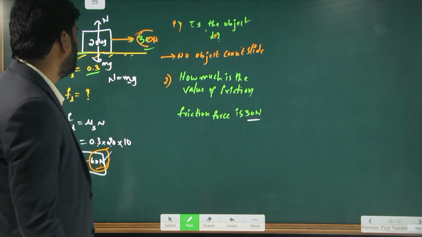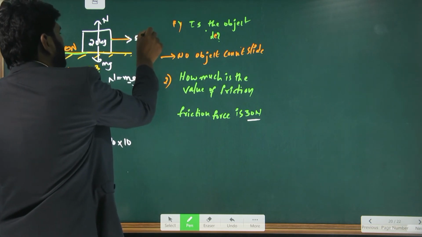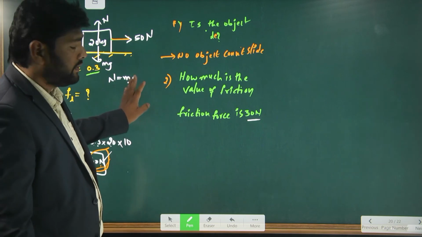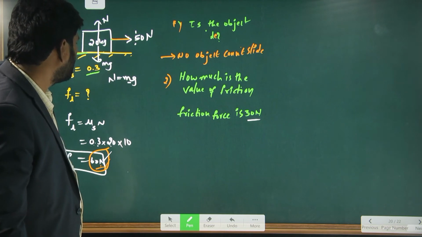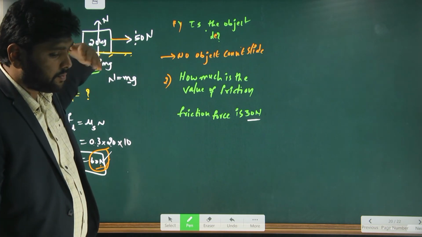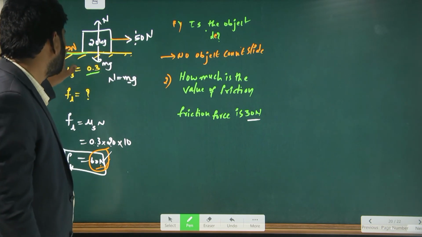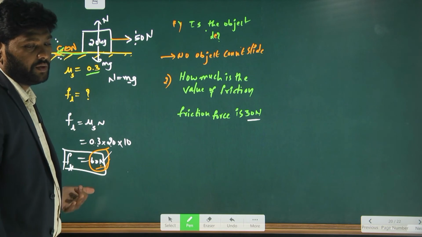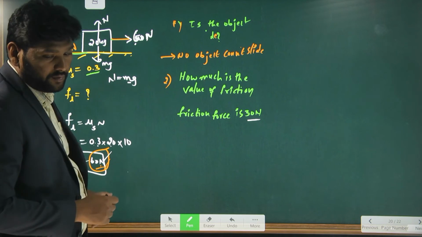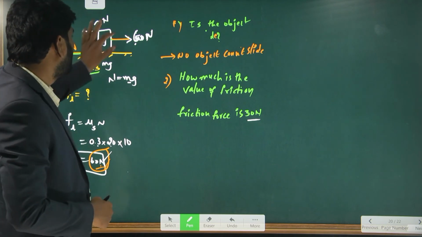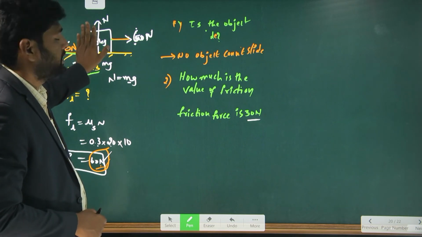In a similar problem in the same case, if the applied force is 50 Newton, this 50 Newton does not overcome the 60 Newton force. So what happens? Friction is adjusted again to 50 Newton. And suppose you apply 60 Newton force; in this case also the friction is adjusted to 60, so the object remains at rest.